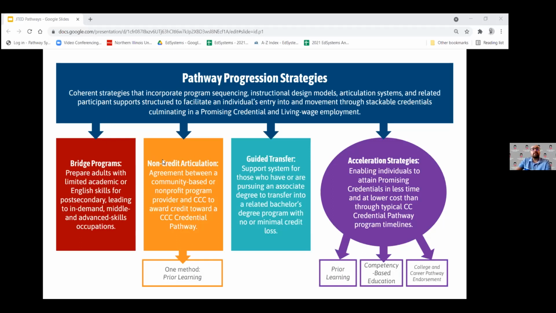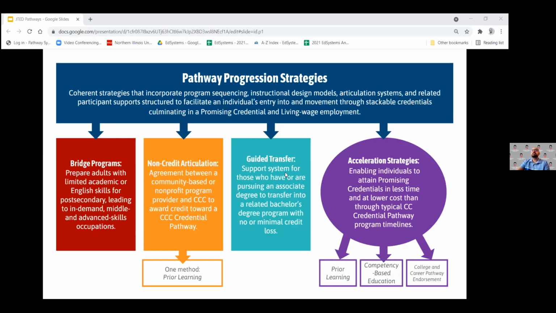Now, credit articulation is a pathway progression strategy where someone can come with prior work experience, or they get skill set development through a local nonprofit, and some of those skills or competencies articulate and get credit at the community college or trade school level, right? Many colleges or trade schools give credit for prior experience or prior training in other avenues. And that is a very valuable way to progress in your pathway.